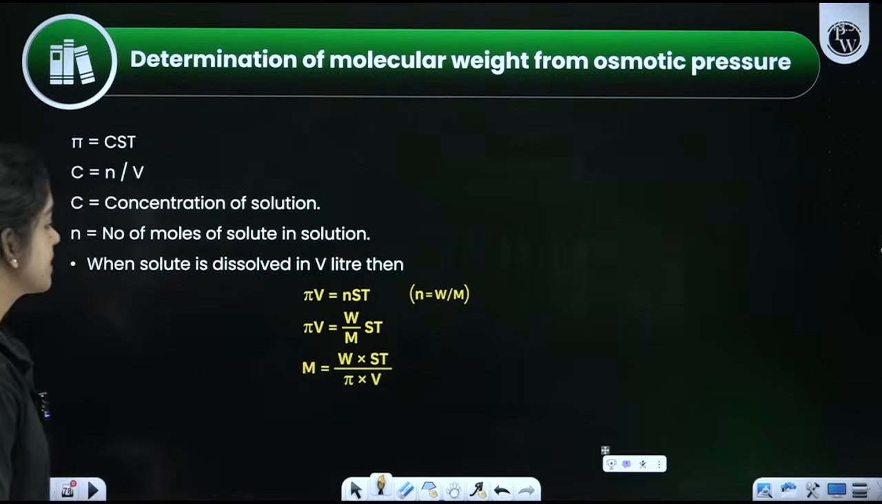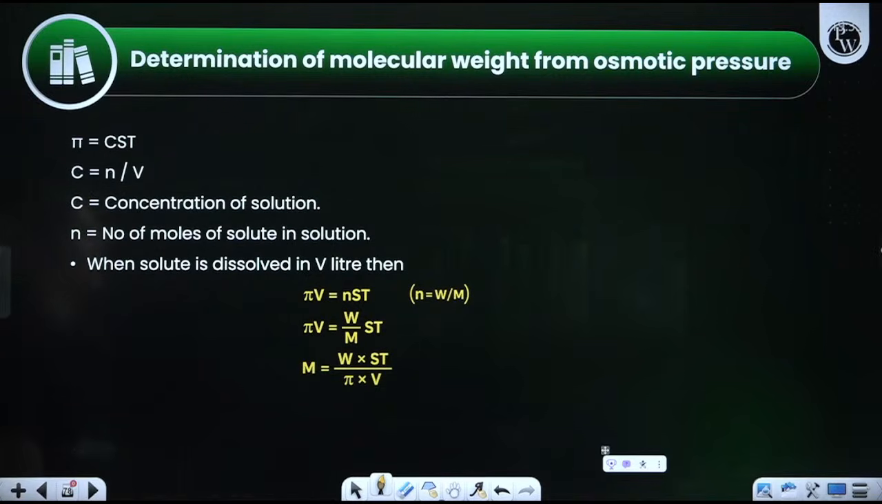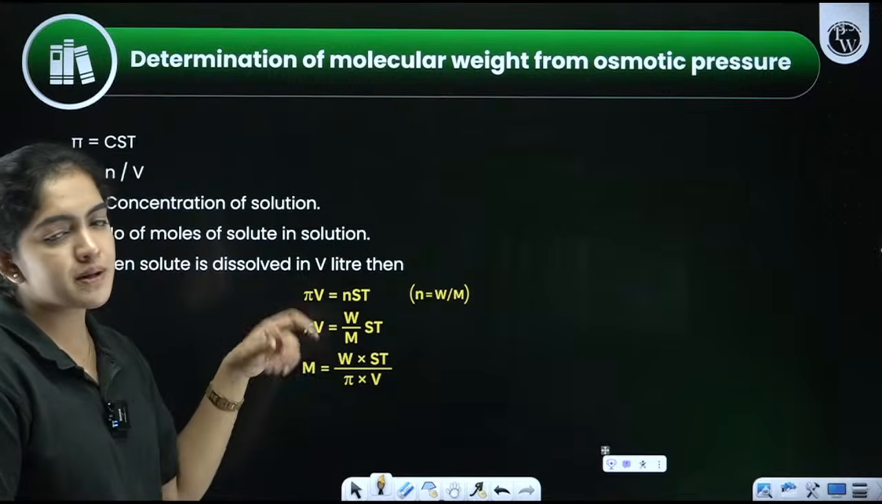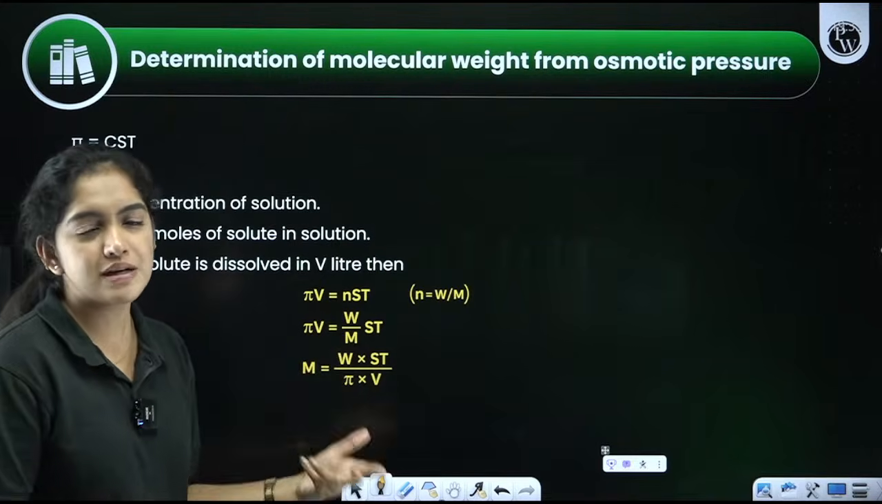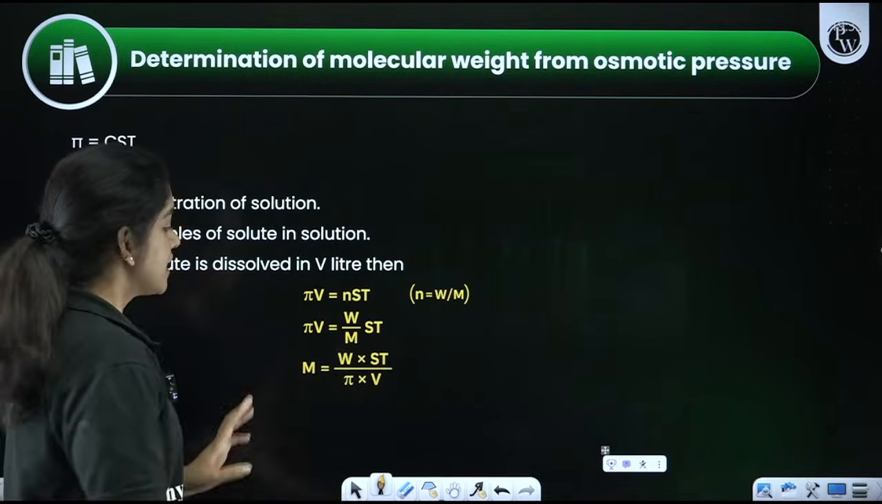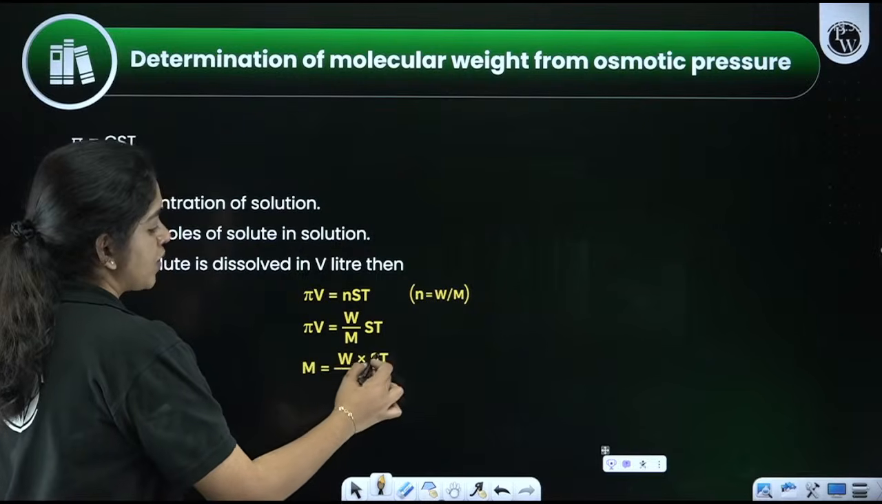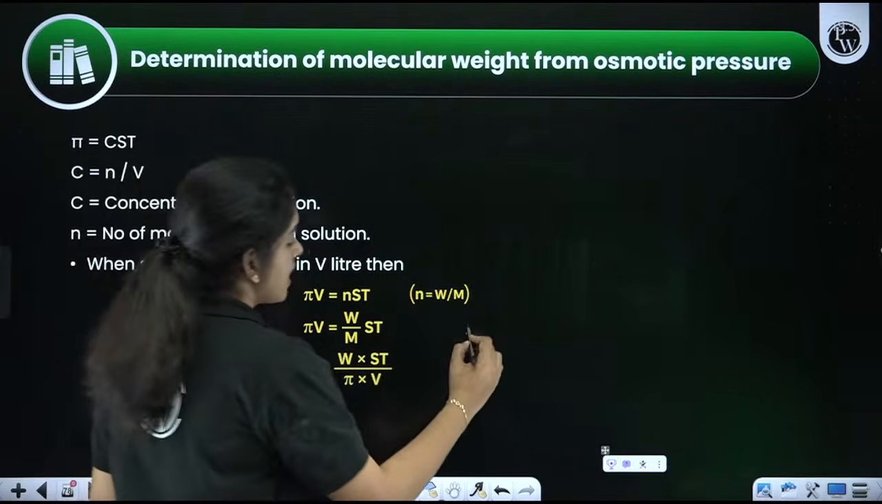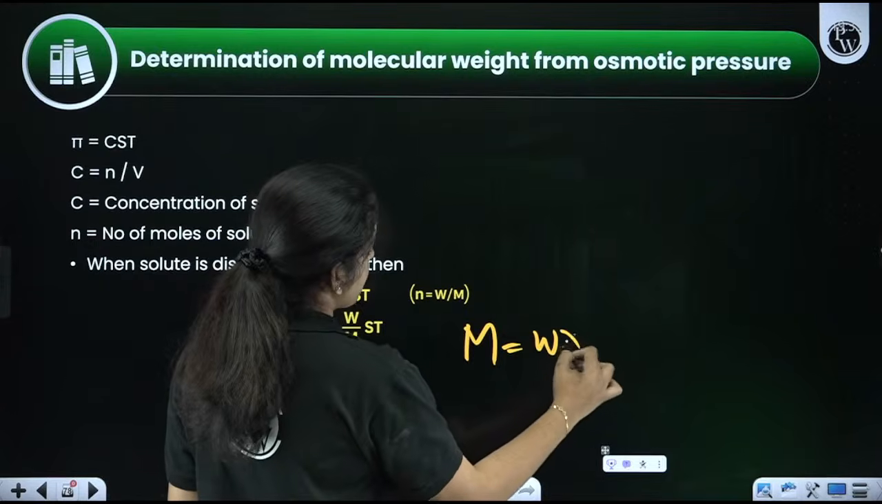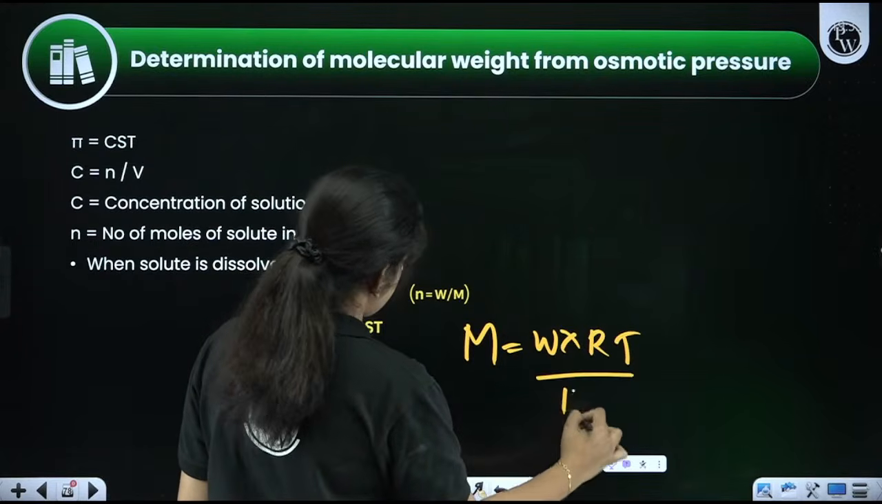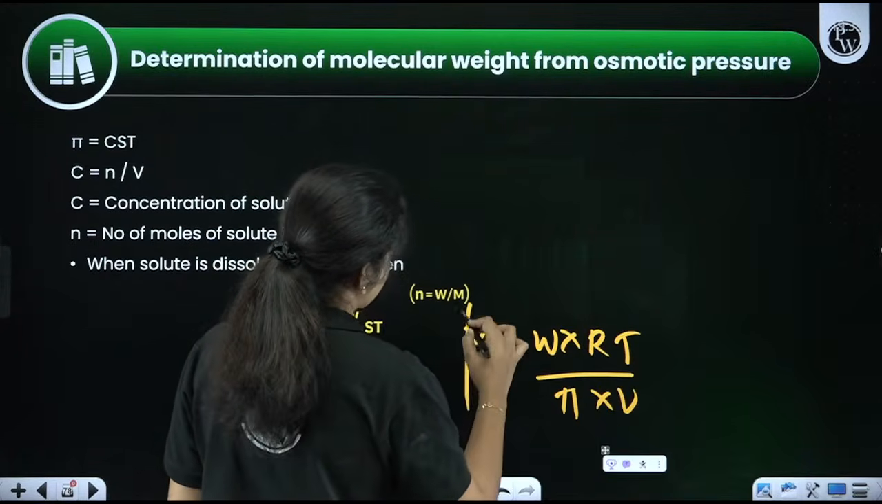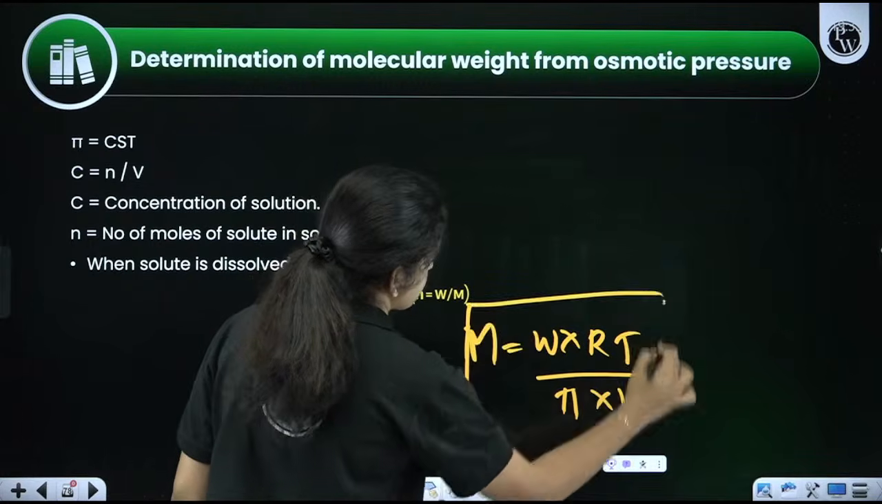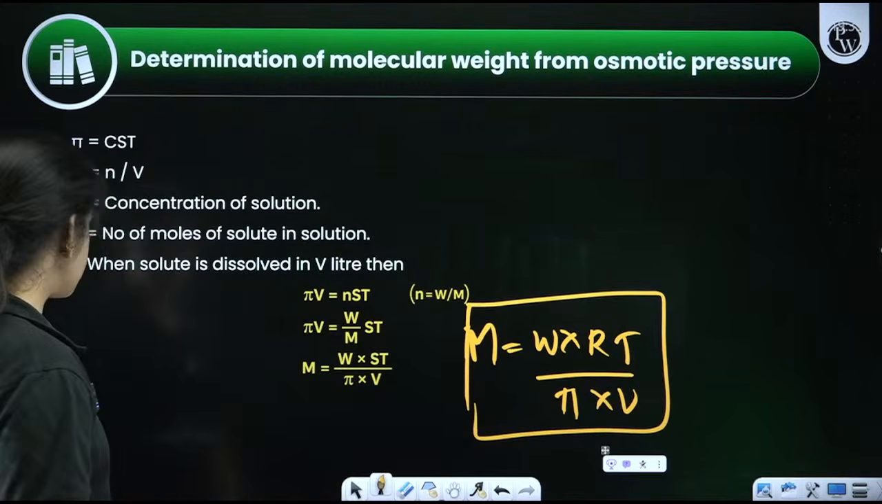Okay. So we can calculate the molecular mass, and this is the main application for the osmotic pressure. We can calculate the molecular mass of the polymers, biomolecules. Okay. So the equation is M is equal to W into RT by pi into V, the equation to calculate the molecular mass. Okay, molecular mass from the osmotic pressure.